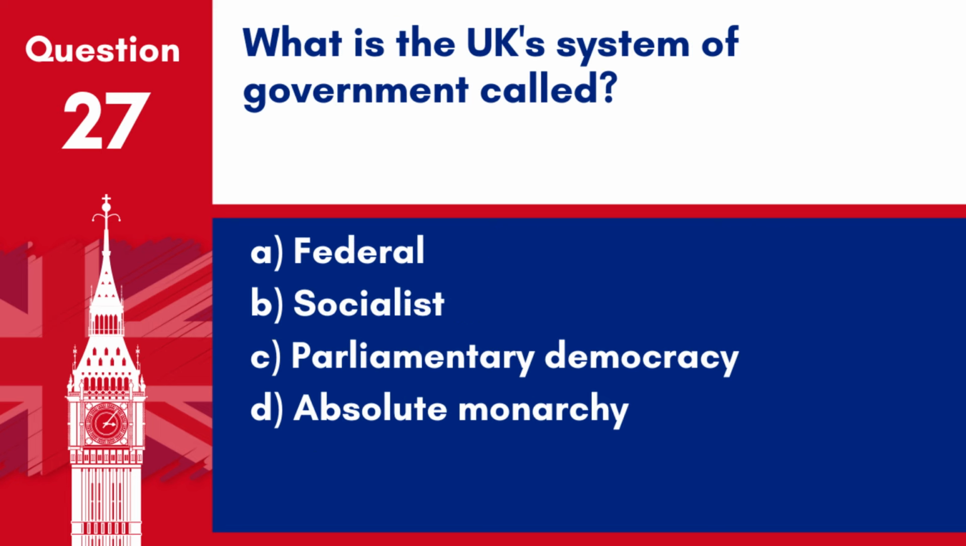Question 27. What is the UK's system of government called? A. Federal. B. Socialist. C. Parliamentary democracy. D. Absolute monarchy. Answer: C. Parliamentary democracy. The UK operates under a parliamentary democracy with a constitutional monarch and a parliament.